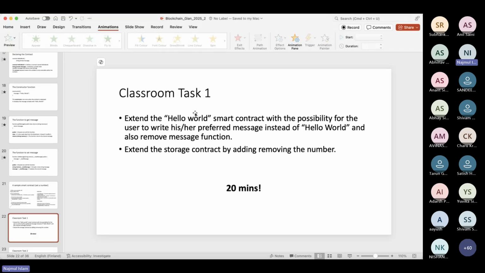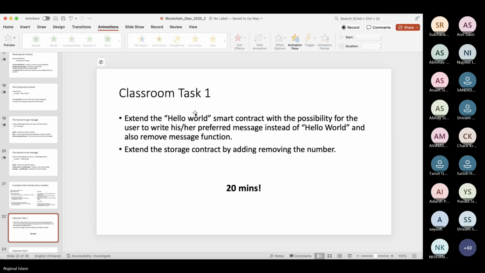So previously we had set message and get message. But now I'm asking also to remove the message, to delete the message. Are you getting the idea? So instead of initializing with Hello World, the user inputs the initialization message. And then one extra function to remove the message. This is subtask one. So this is basically the extension of the Hello World smart contract.